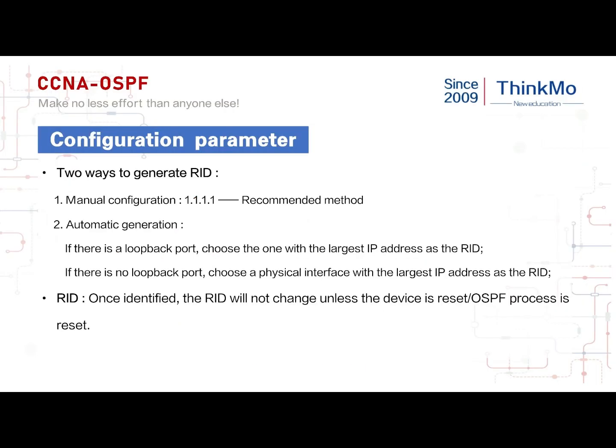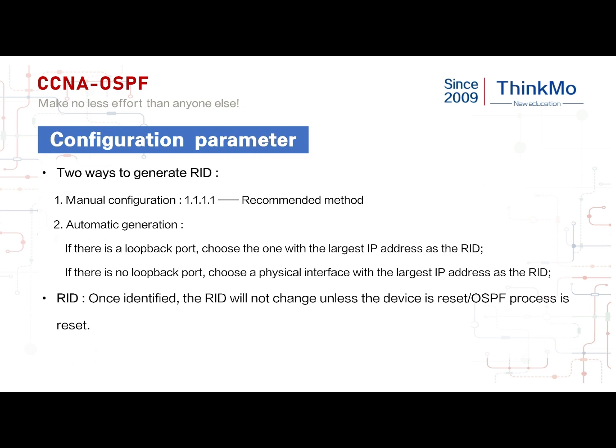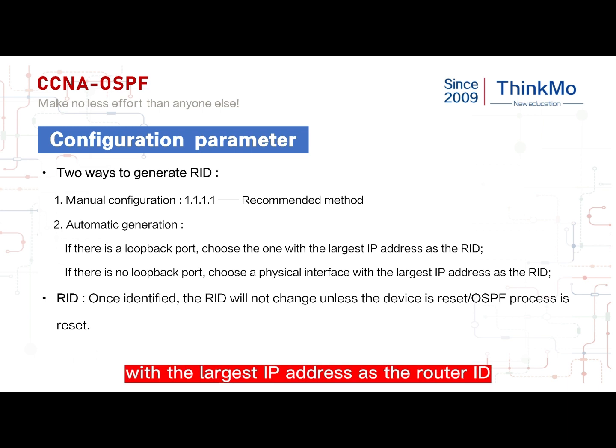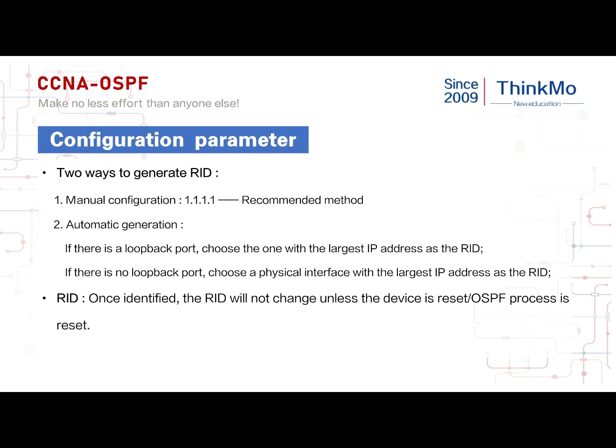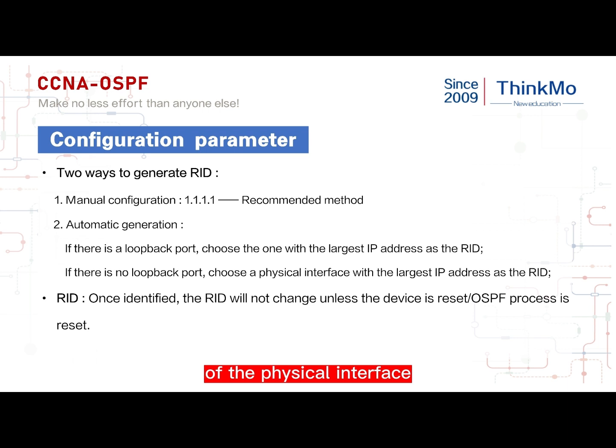For router ID, it can be generated in two ways. The first is called manual configuration. You can manually configure the router ID. We usually recommend this way, because you can manage it yourself. It doesn't matter if you don't configure it. It can be automatically generated inside Cisco devices. If there is a loopback port, then select the one with the largest IP address as the router ID. If there is no loopback port, then select the largest IP address of the physical interfaces as the router ID.